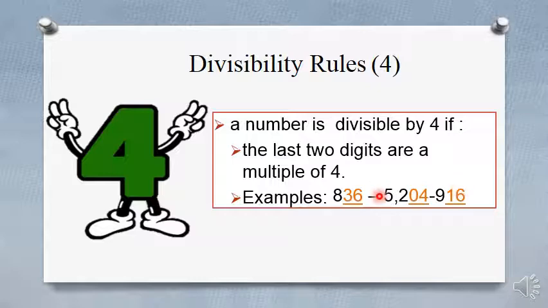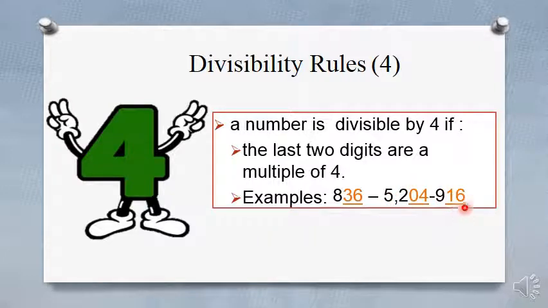In these examples, we look at the last two digits, the ones and tens. 36 is a multiple of 4, so yes, this number is divisible by 4. Look at the last two digits. It's 4. 4 is a multiple of 4. So yes, this number is divisible by 4.